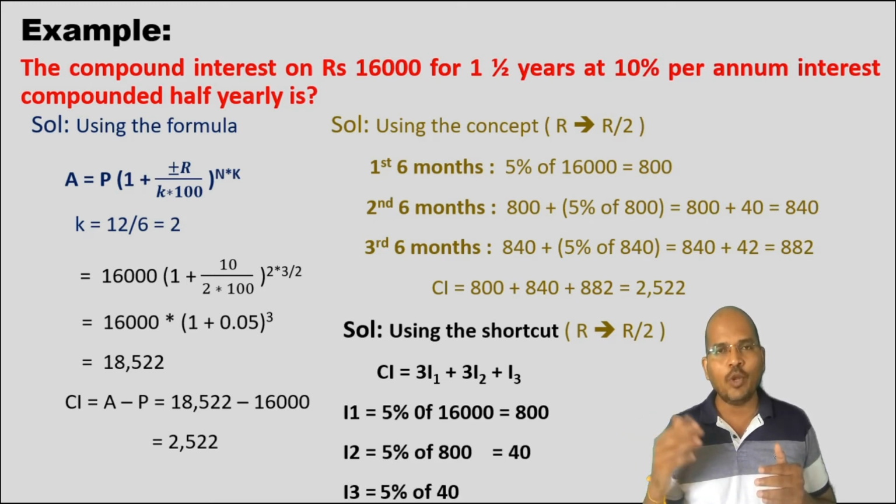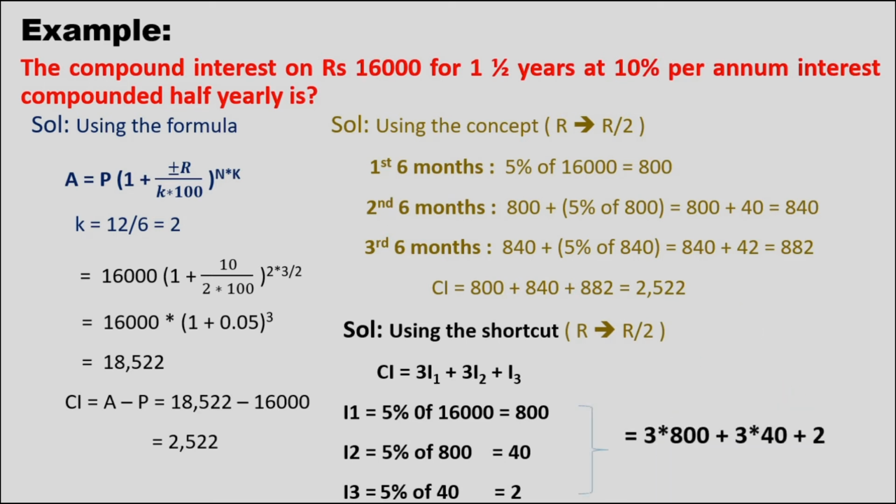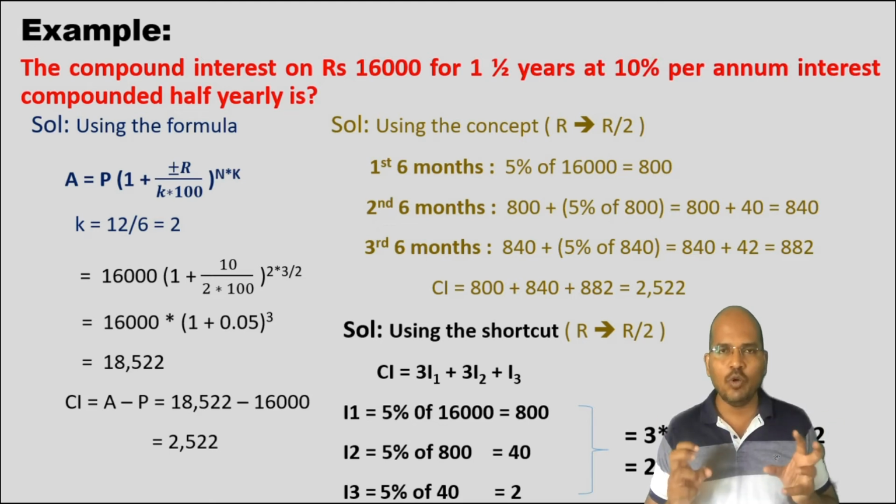And what is i2? i2 is 5% of i1, that is 5% of 8, and that is rupees 40. i3 is 5% of 40, that is 2 rupees. Now add them up to get the answer as 2522. So in either way you do it, you will still end up with the same answer, that is 2522. I gave you 3 approaches. Picking an approach is left to you.